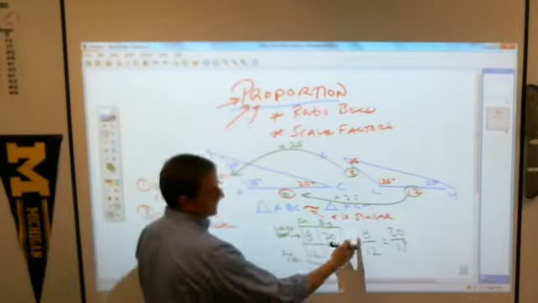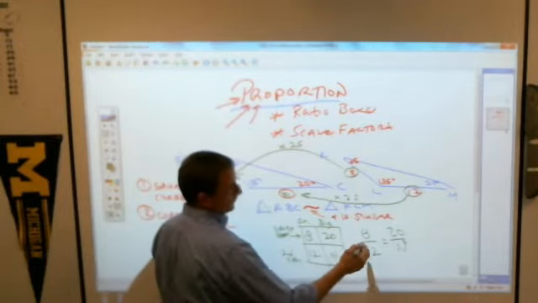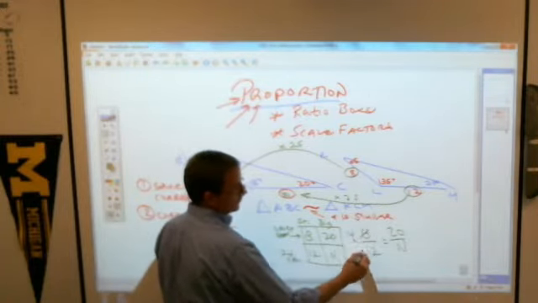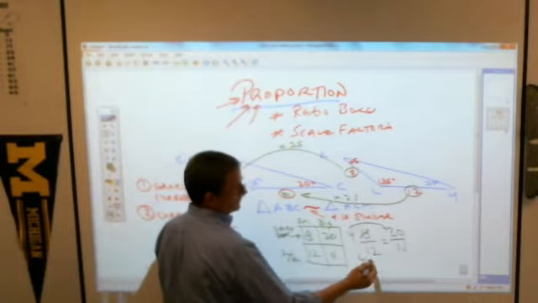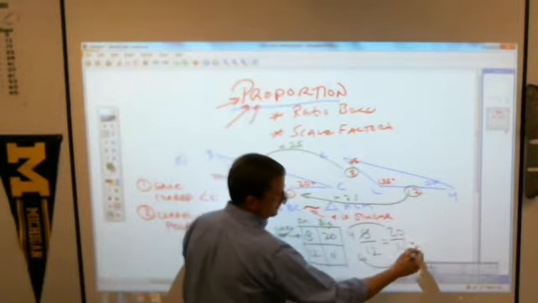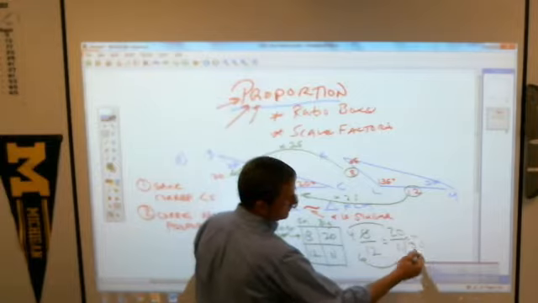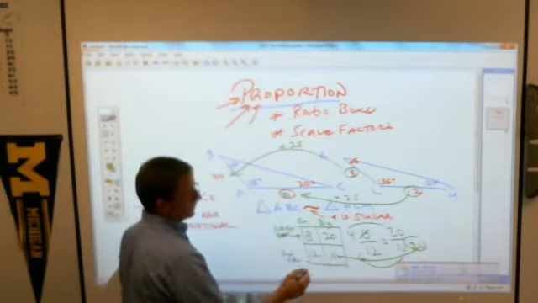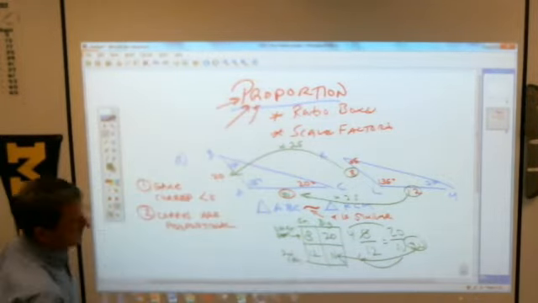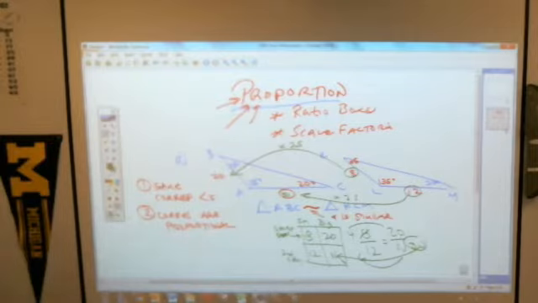You could reduce this, I suppose, right? Cut them both in half, you'd get what? 4 over 6. And 4 times 5, 6 times 5 is 30. That's what our answer was there. So there's a multitude of different ways to do that.